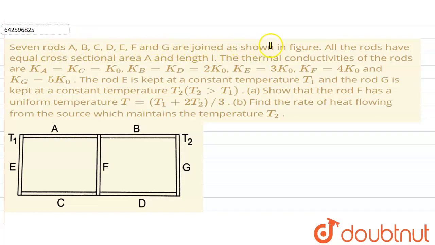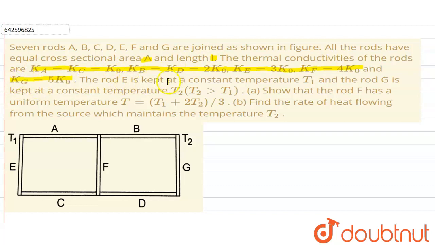Hello everyone, so our question is: 7 rods A, B, C, D, E, F and G are joined as shown in the figure. All rods have equal cross-sectional area A and length L. The thermal conductivities of the rods are Ka equals Kc equals K naught, Kb equals Kd equals 2 K naught, Ke equals 3 K naught, Kf equals 4 K naught, and finally Kg equals 5 K naught.